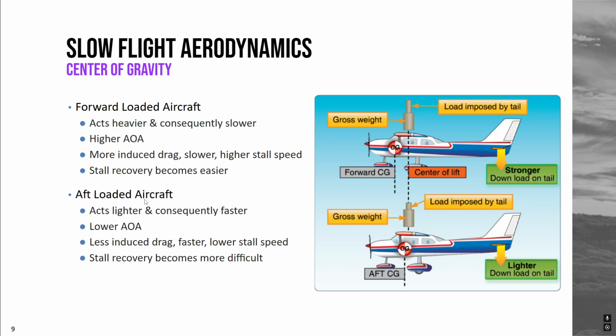Now, an aft CG isn't better or worse because the stall recovery is more difficult. If we're still operating within the envelope given to us by the POH that the manufacturer sets, it's still going to be operating safely. In fact, most airliners operate on the aft side of their CG because with an aft CG they fly faster, and flying faster, the airline saves money, and it's still completely safe. I've heard people talking about how an aft-loaded CG is bad and a forward-loaded CG is good. It's not good or bad, but we just have to understand the differences between the two.